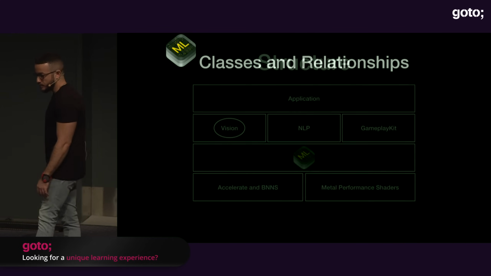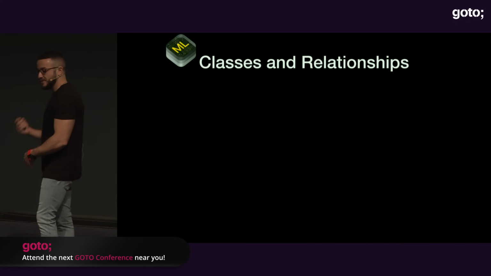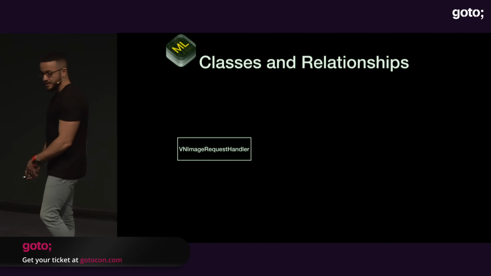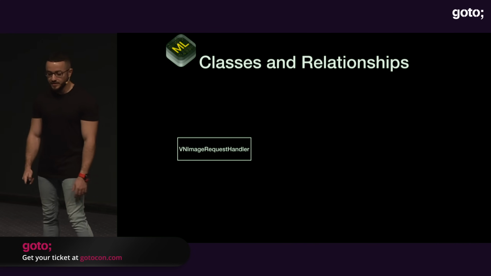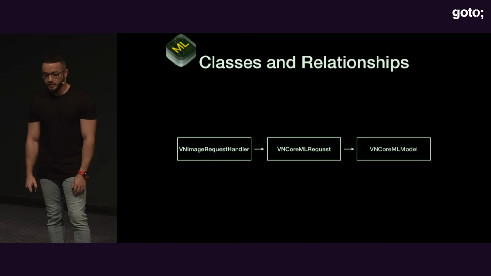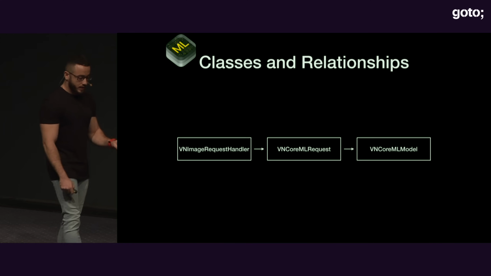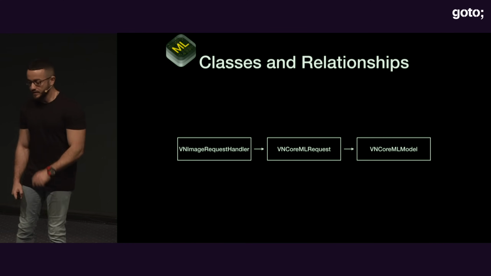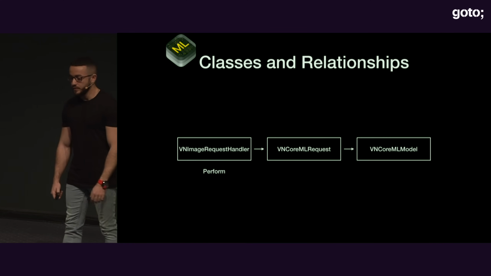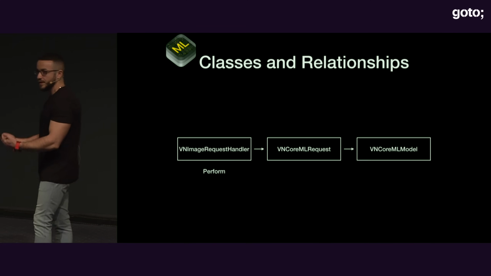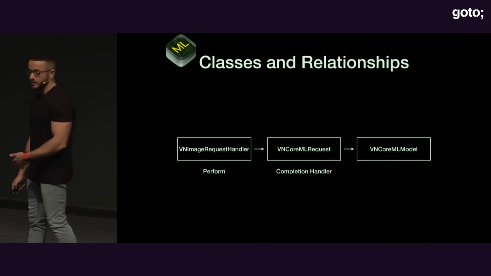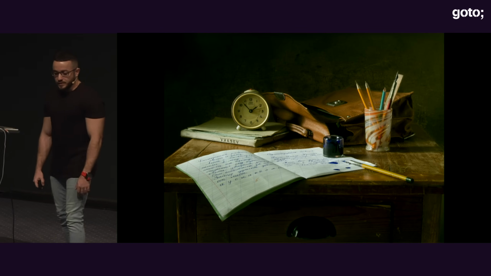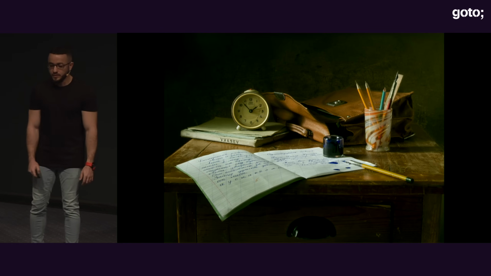What are the main classes? It's simpler than ARKit, only 3 classes. We have the image request handler, the CoreML request, and the CoreML model. Each class needs the next class. And once I perform the image request handler, I get the classification results in the CoreML request. So let's go with the hands-on.